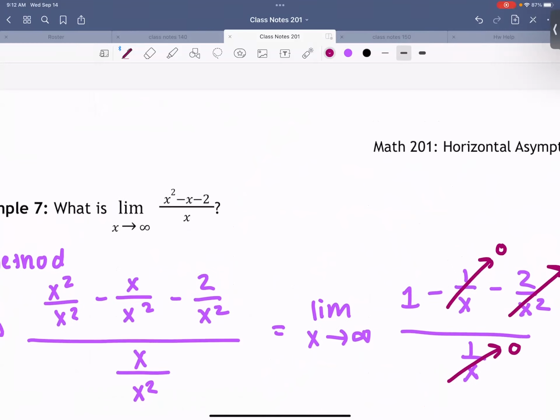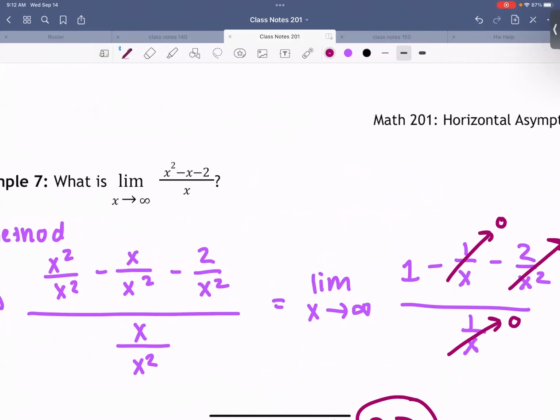On the bottom, we've got the highest power of x is 1, right? On the top, we've got something where the highest power is x squared. So why don't I just take a look at the function x squared? And on the bottom, we've got x. Now I know there's a bunch of stuff on the top, but let's just focus on a degree 2 polynomial, okay?